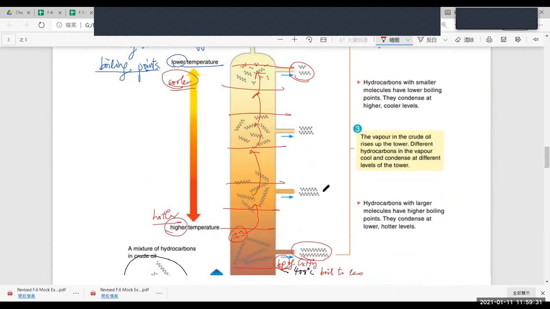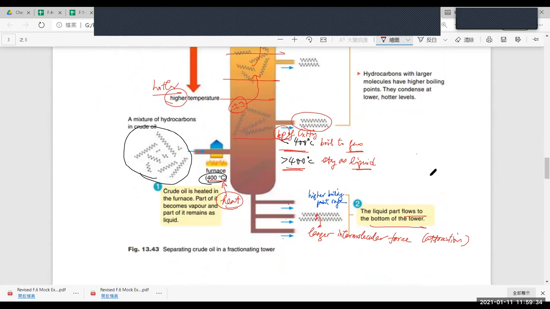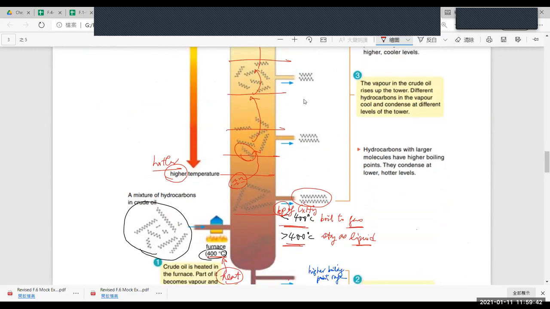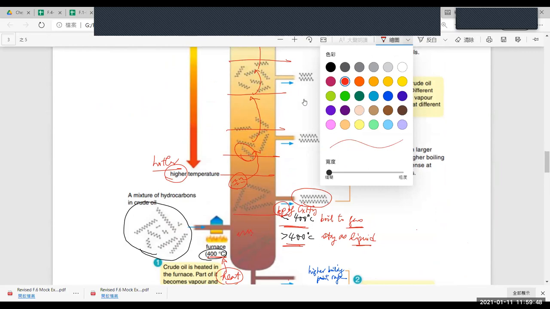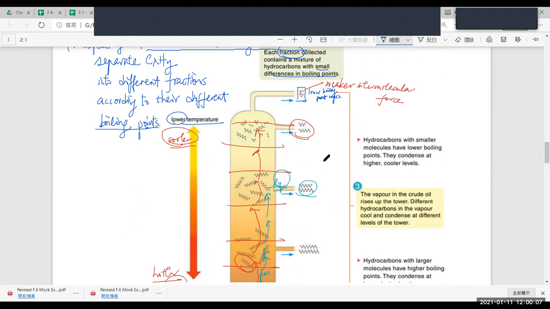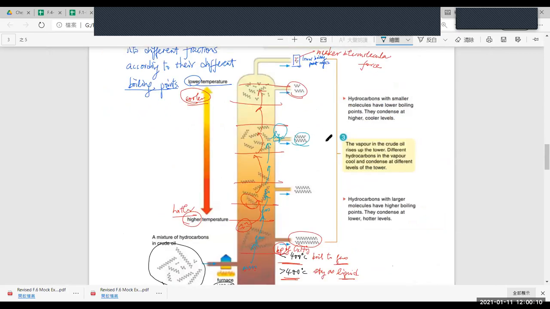But for the larger hydrocarbons, what will happen? If the larger hydrocarbon is, for example, of this size, what will happen? Well, in these places it's too hot, so they will go up here as a gas. It's too hot, it goes to gas. Okay, can you get my point? It goes up again until here. It's cold enough to turn back to liquid, so they will go back here. And you get the whole flow. Can you get the whole logic, okay?